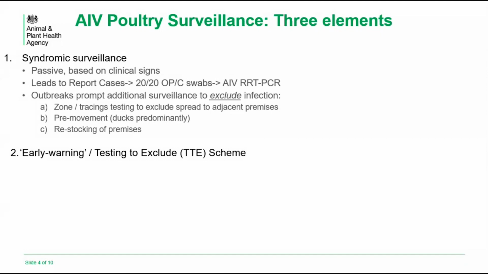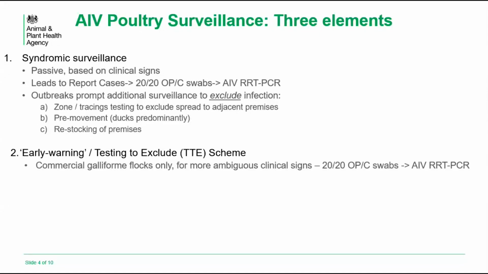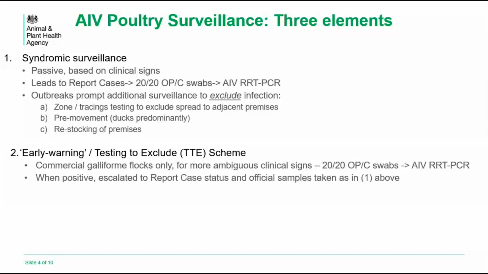There's also the early warning surveillance, which is also known as testing to exclude scheme. And that applies really only to commercial galliform flocks in the UK, and that is used for more ambiguous clinical signs where the field veterinarians are perhaps a little bit reticent, for whatever reason, to declare a reported case. It serves as a safety net for syndromic surveillance. So again, that's 20 oropharyngeal and cloacal swabs tested by AIV PCR, and if these are positive, then they are escalated to a reported case with official samples taken as per syndromic surveillance.